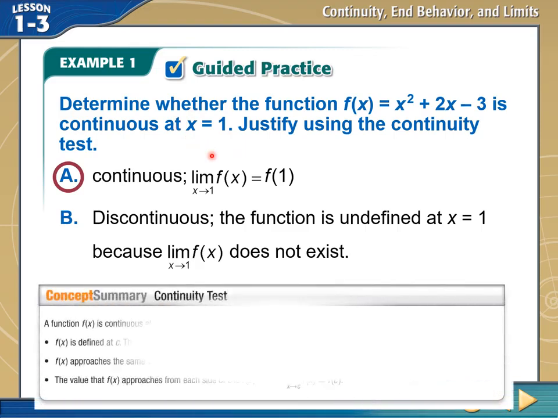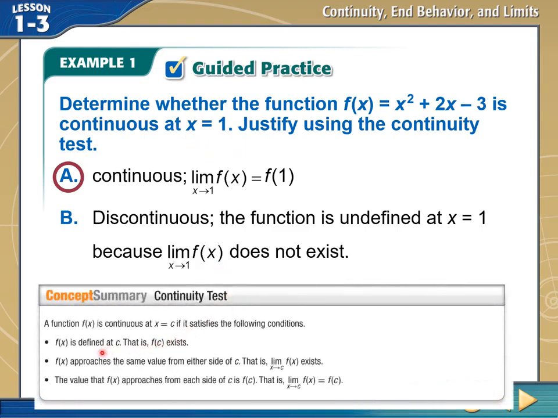First of all, we will think about the continuity test questions again, or points 1, 2, 3. The first one is: is f of x defined at c? Here my c is 1. Is f of x defined at f of 1? If so, check if f of 1 exists or not.